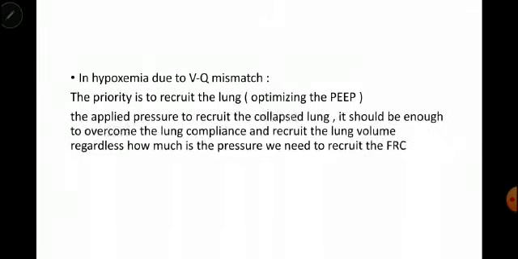In babies with hypoxemia due to VQ mismatch, the priority is to recruit the lung by optimizing the PEEP. So the applied pressure to recruit the collapsed lung should be enough to overcome the lung compliance and recruit the lung volume, regardless of how much pressure we need to recruit the functional residual capacity.